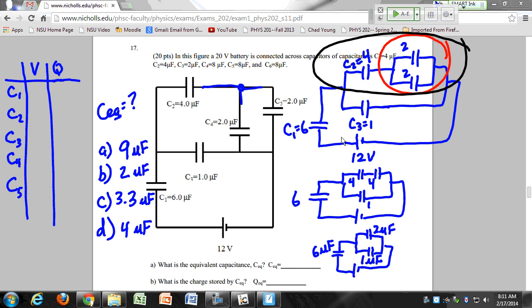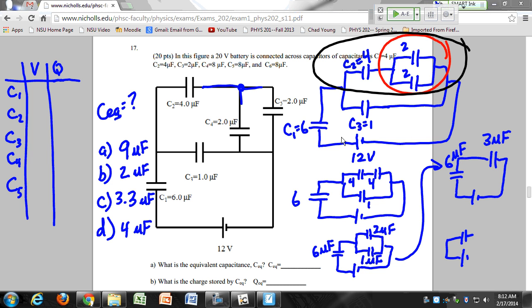2 and 1 give me what? 3. And then 3 and 6 in series gives me a 2. So I'll come up here. I have a 6 and a 3. And that gives me 2 microfarads. Easy or no?